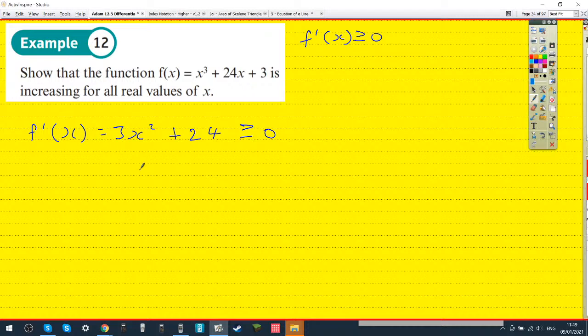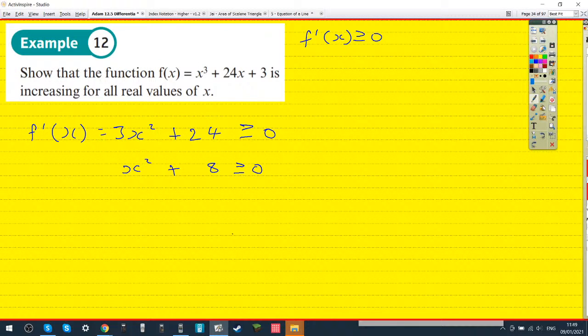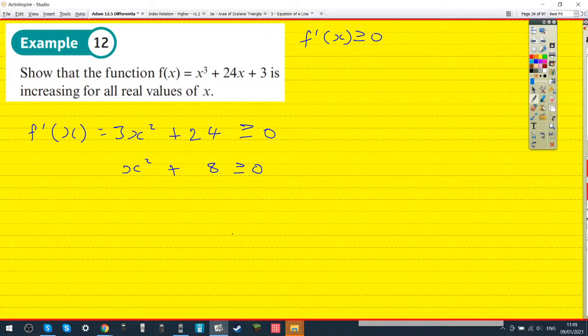If I divide everything by 3, I get x squared plus 8. Well, then you could minus 8 on both sides, then square root. But you can't square root a negative. I thought it would be completing the square. It's my fault.